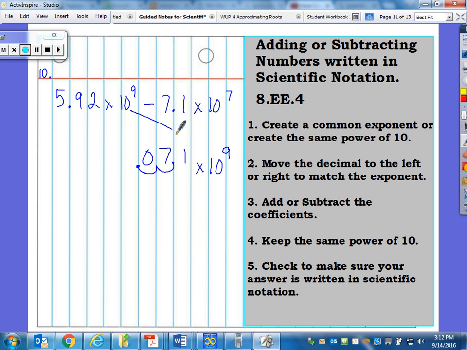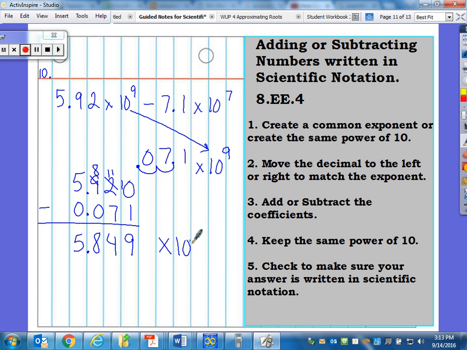Now that my two numbers have the same power of 10, I can take 5.92 and subtract 0.071. Again, I will keep the same power of 10 and then check to see if my number is written in scientific notation.